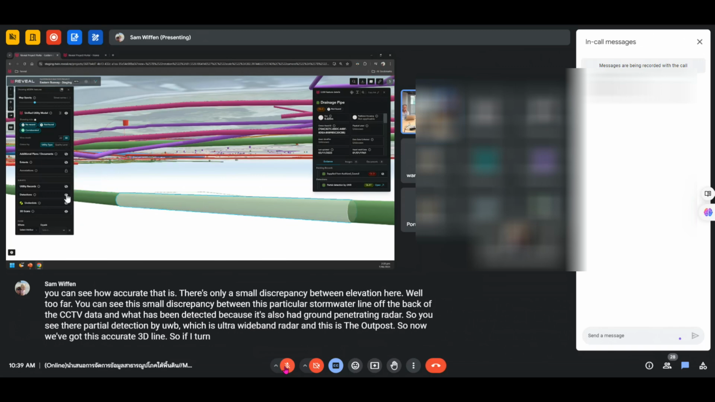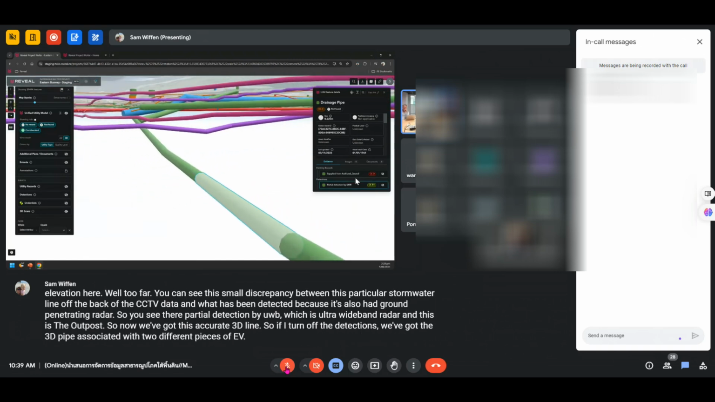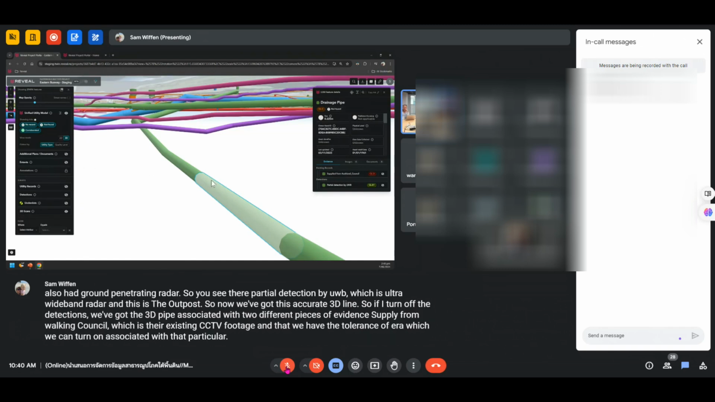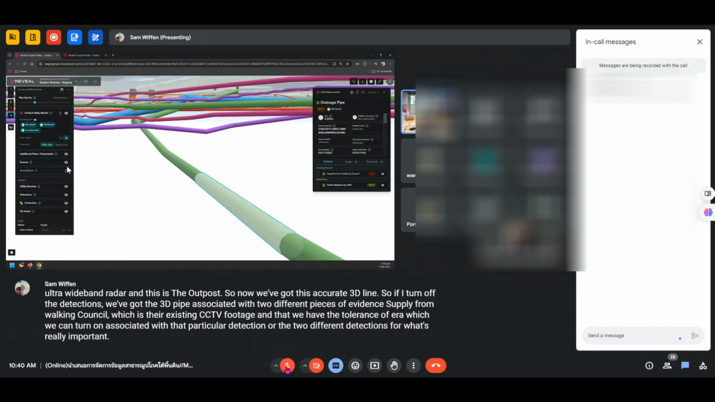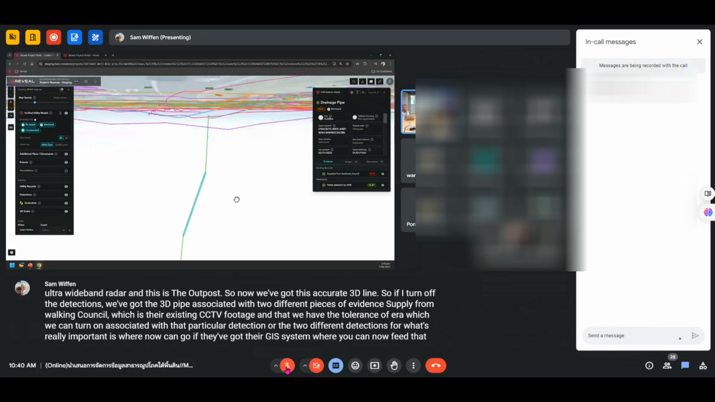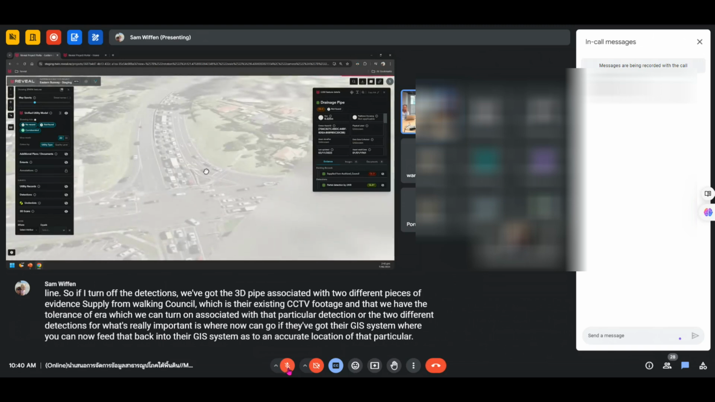So if I turn off the detections, we've got the 3D pipe associated with two different pieces of evidence supplied from Auckland Council, which is their existing CCTV footage, and we have the tolerance of error, which we can turn on associated with that particular detection or the two different detections. But what's really important is, if they've got their GIS system, we can now feed that back into their GIS system as an accurate location of that particular utility.